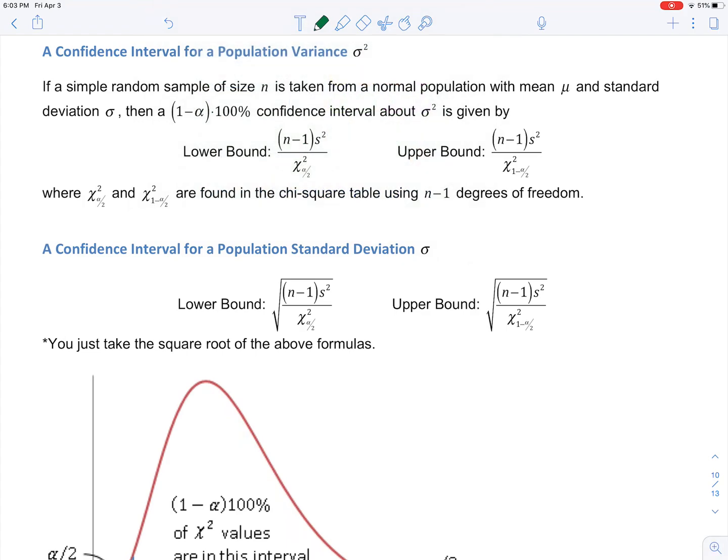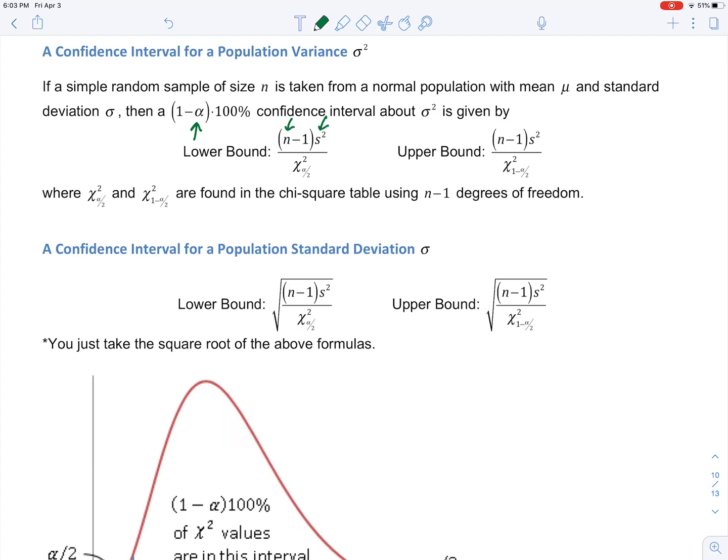So the first thing I want to say is that there is no calculator function for these. You will have to use formulas and a table of values, unfortunately. It's not quite as simple as the last two sections. So first of all, when you're asked to find the confidence interval, you'll need to find this alpha value. It's the complement of the level of confidence as a decimal.